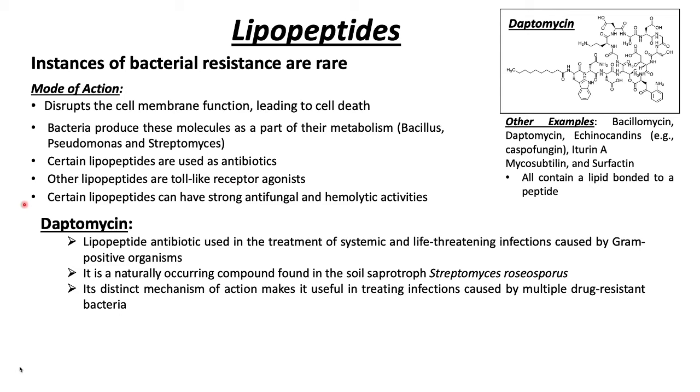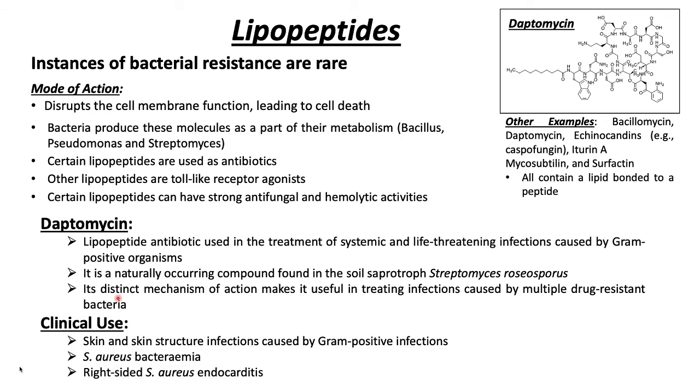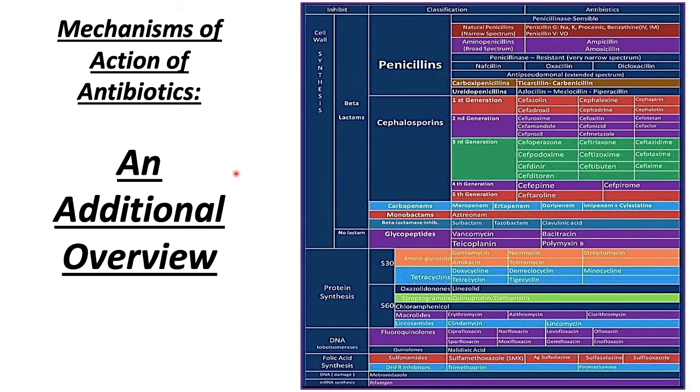Daptomycin is a lipopeptide that's used to treat gram-positive, life-threatening infections. Daptomycin is a naturally occurring compound found in Streptomyces roseosporus. It's useful in treating infections caused by multi-drug-resistant bacteria. Its clinical use is in gram-positive infections of skin, Staph aureus bacteremia, and right-sided S. aureus endocarditis. Here is an additional chart depicting a broad overview of the mechanism of action of antibiotics.